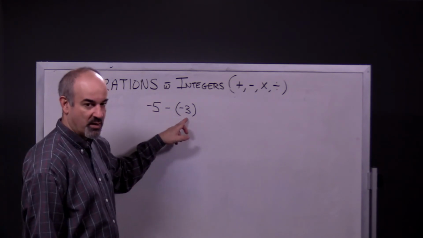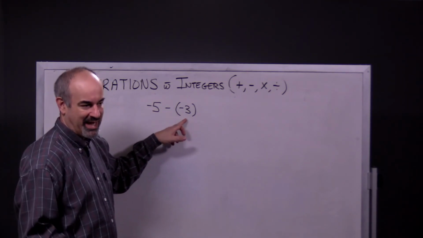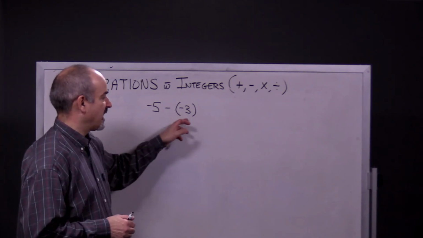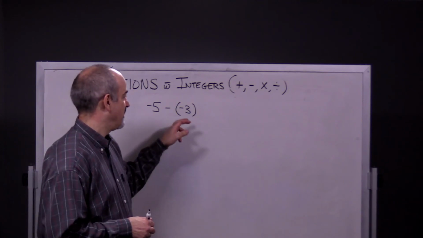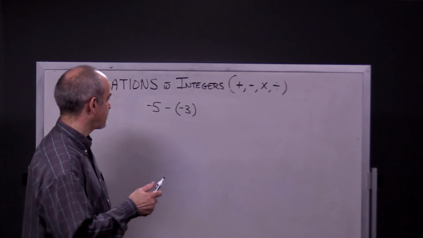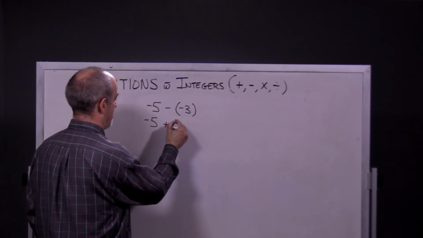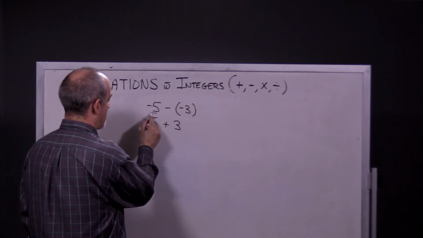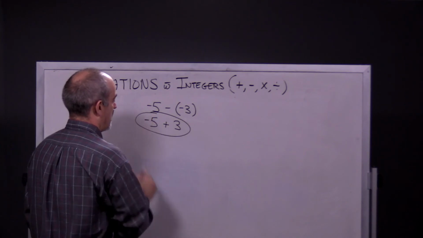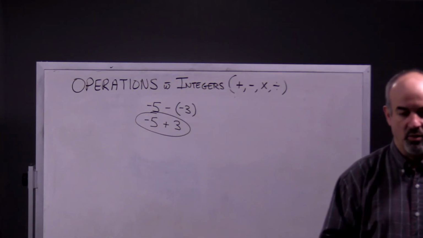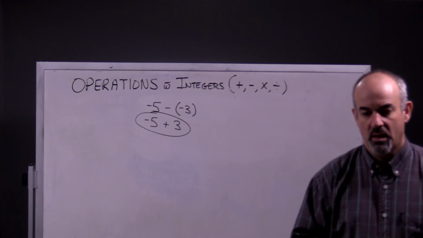And then whatever number comes after it, you negate it. And by negate, I mean, if it's negative, you make it positive. If it's positive, you make it negative. So let's look. This becomes -5 plus 3. So we've already done this problem. We already know how to do that. You could draw the number line and do it. You could use counters.